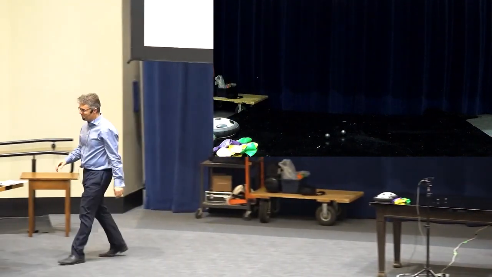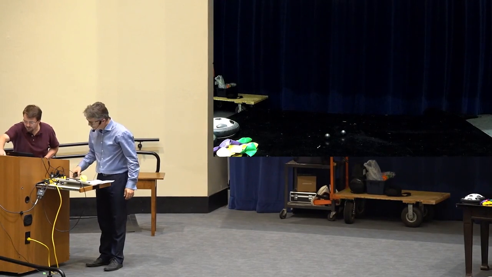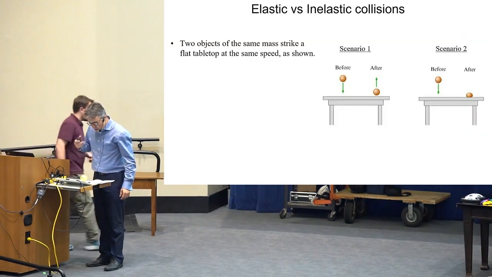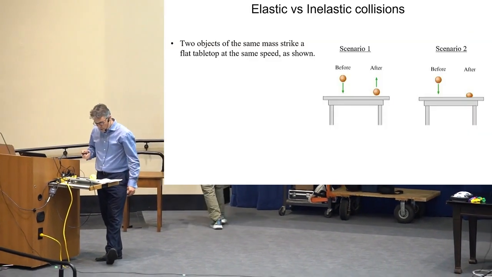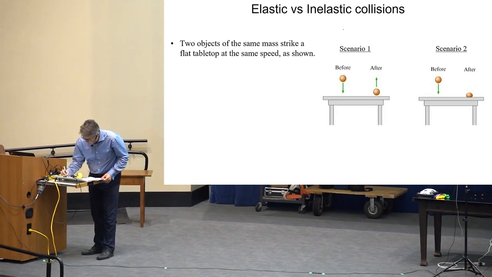Work okay? We need orange ones. Like this. These are two objects which are striking a flat table top. This is what I call the happy and sad.